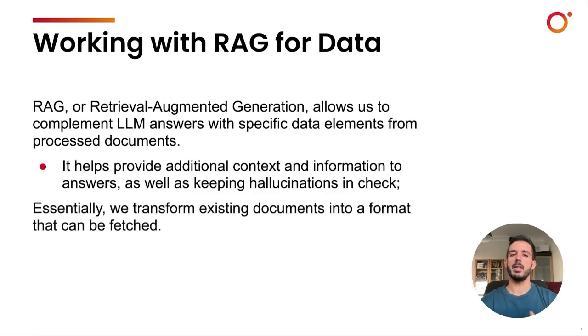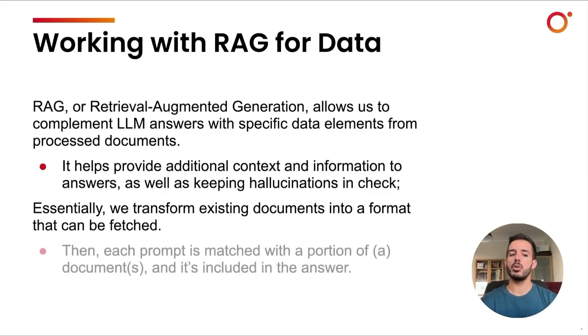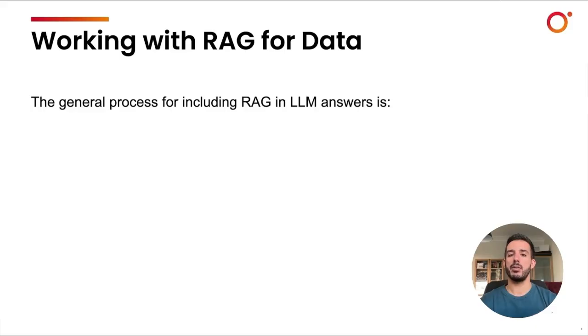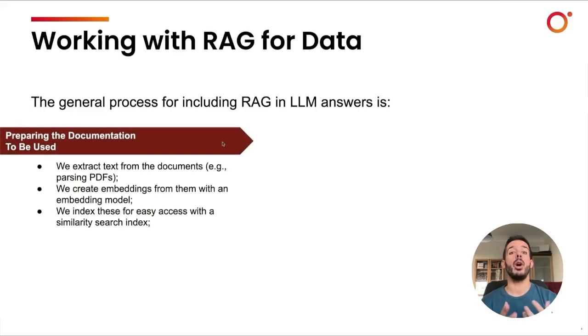And essentially what we're doing is, we're transforming existing documents into a format that can be later fetched. So, when we enter a prompt into an LLM, the RAG mechanism is going to fetch the most appropriate piece of documentation and embed it in the answer. In general terms, what is the process for embedding an RAG mechanism into an LLM? Well, first we prepare the documentation to be used because we have to pre-process it first.